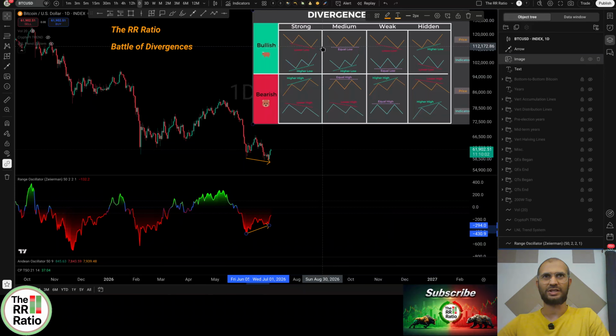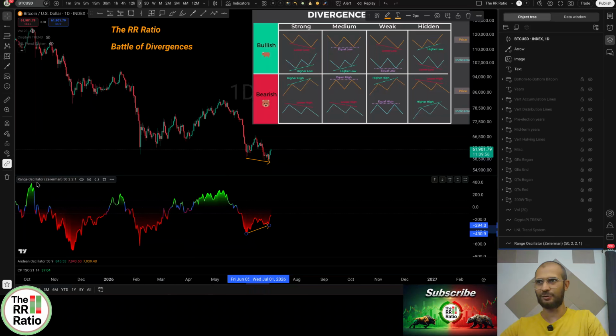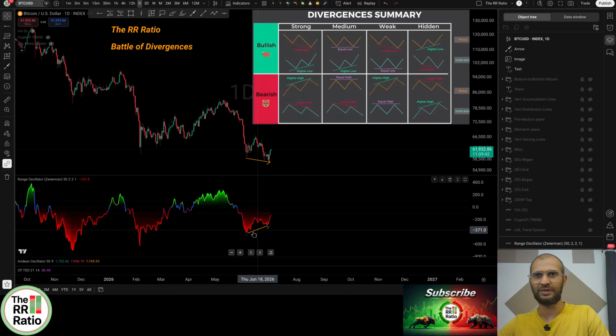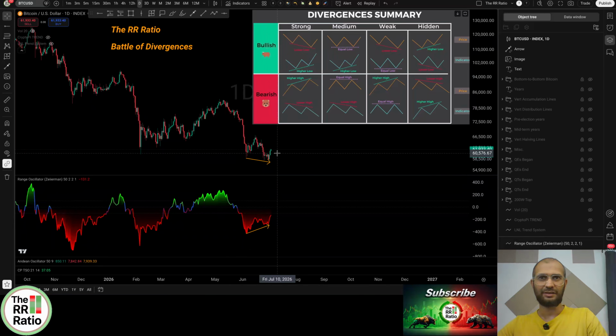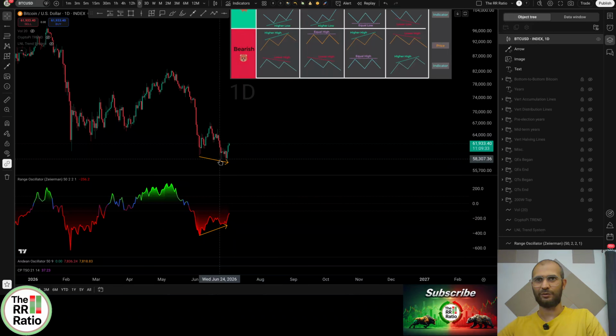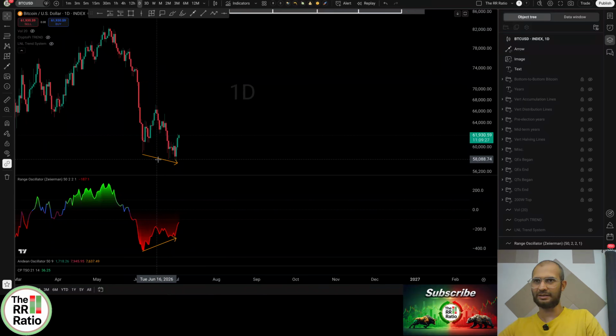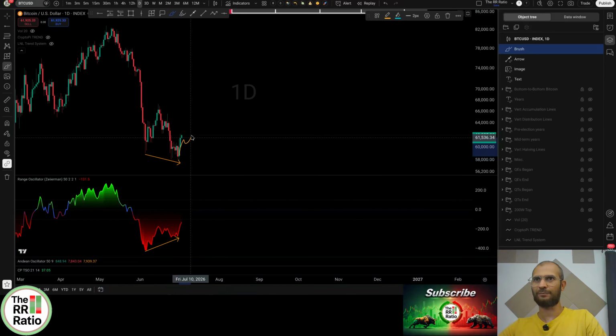The strength of divergence is defined by what the indicator is doing. In our case, the range oscillator, the indicator is going upwards. The value is going from minus 460 to approximately minus 272. So that's making a higher low, and that is the bullish divergence. So it is playing out bullish right now. If you look at just yesterday's price, this made a bullish divergence, and price is right now in an upward direction.